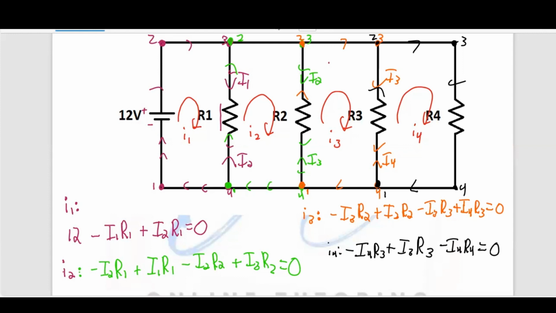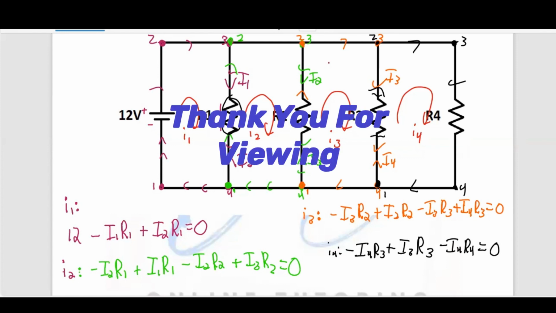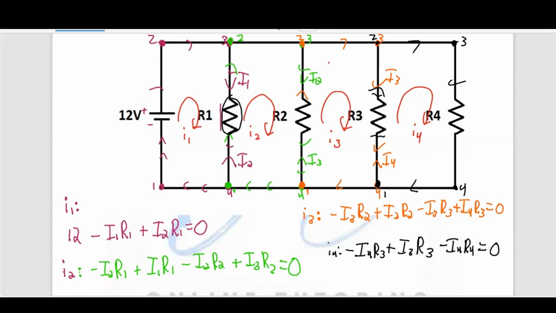You notice the same thing I did over and over. You just have to remember, you assume a direction. Anything going in the direction you assume is negative. Anything going opposite to where you assume is positive. And that will happen when you have a resistor with 2 currents going through it at the same time. But you notice in the I4 loop, only R3 had 2 currents going through it. R4 only had 1 current, so you won't have anything positive across it. And that is it. That is your loop equations.